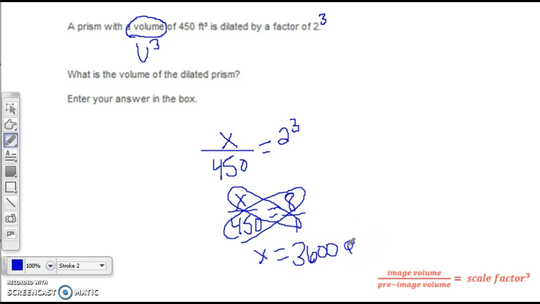3,600. So our new volume would be 3,600 feet cubed.